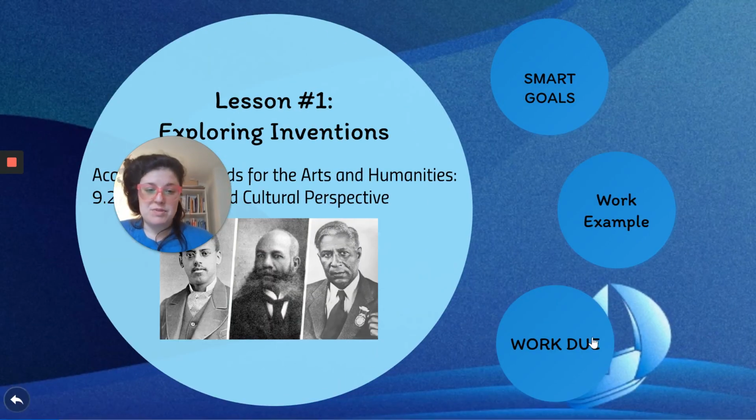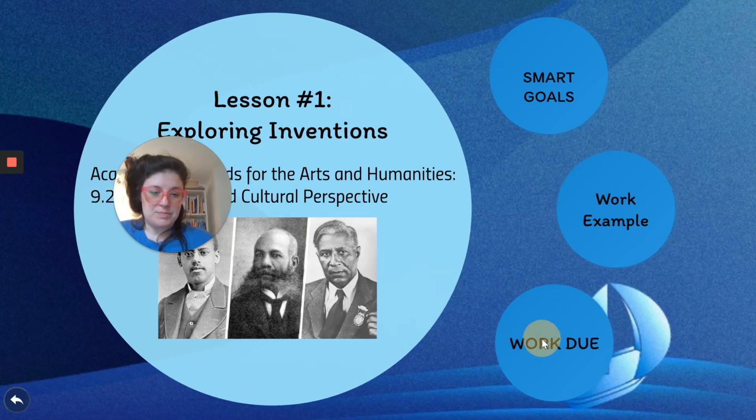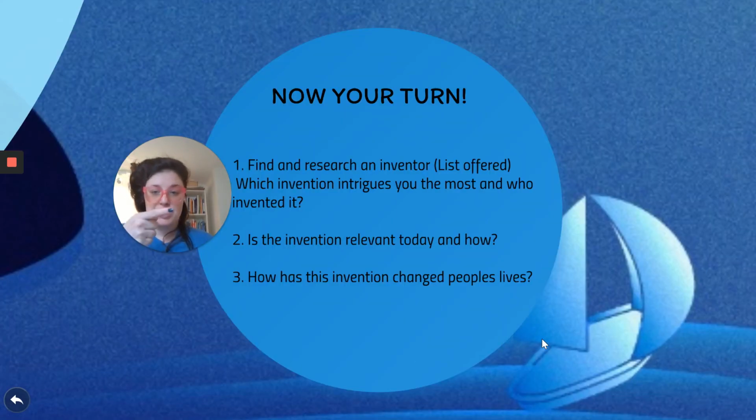All right, so let's review the work that's due. Okay, so you need to find and research an inventor. I'm going to offer you a list that you can find in the Google Classroom. Which invention intrigues you the most and who invented it? Remember, number 1. Number 2, is the invention relevant today and how? Like, how do we use it today? It's not just, this was an idea long ago that we don't use. It needs to be something that's happening now.